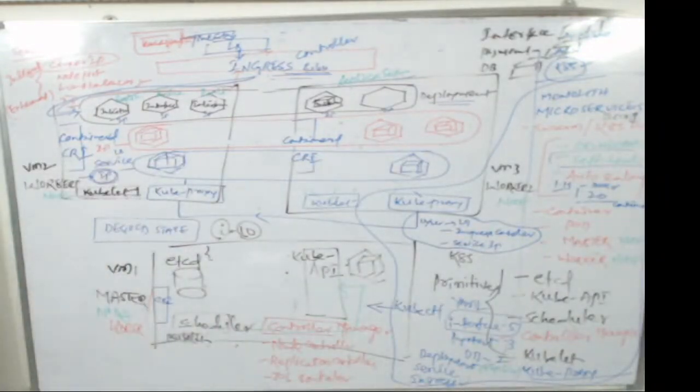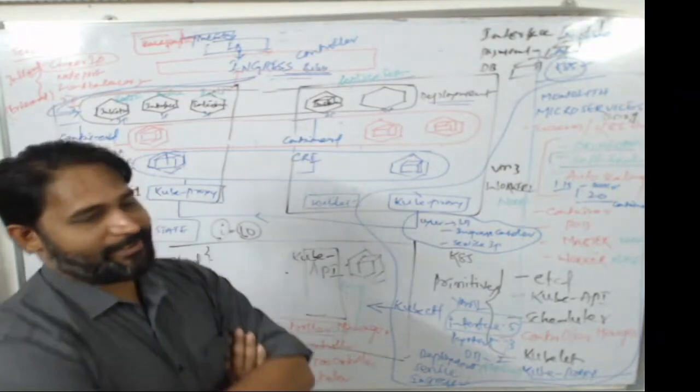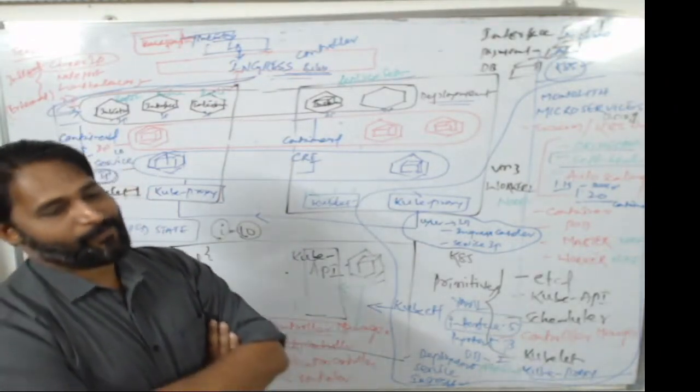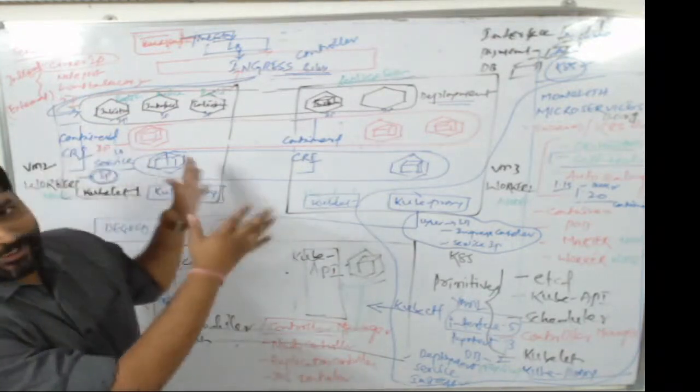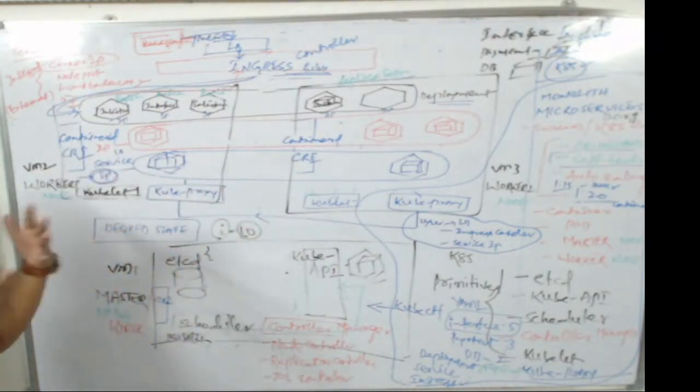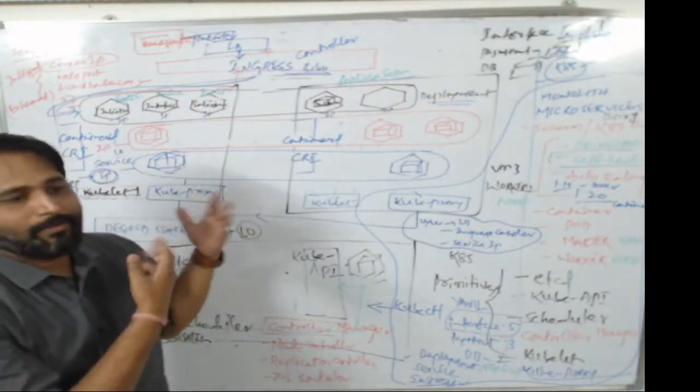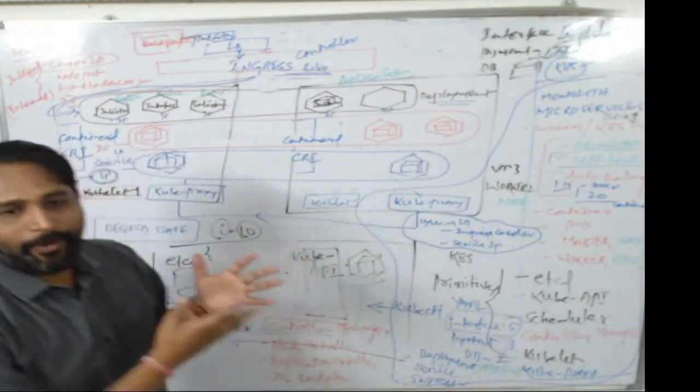Right, so the desired state. What is the desired state of the cluster? Right. Desired state is the state of the cluster we want it to be in. That's how we want it. We want 10 pods, we want 5 replicas, that. Whatever we want is the desired state.